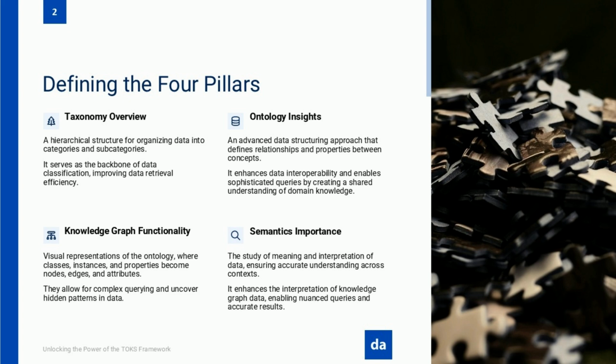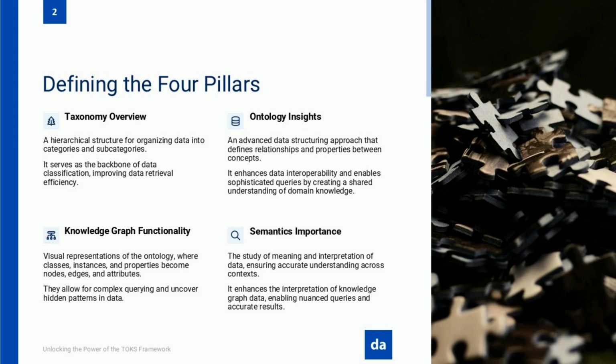Understanding these pillars can transform the efficiency of data analysis. By implementing a well-structured taxonomy, data scientists can quickly locate relevant information. A robust ontology allows for more nuanced and context-aware analysis. Knowledge graphs enable the discovery of hidden patterns and relationships, and a focus on semantics ensures that insights derived from the data are accurate and meaningful.